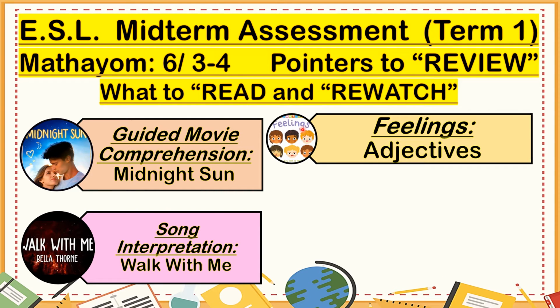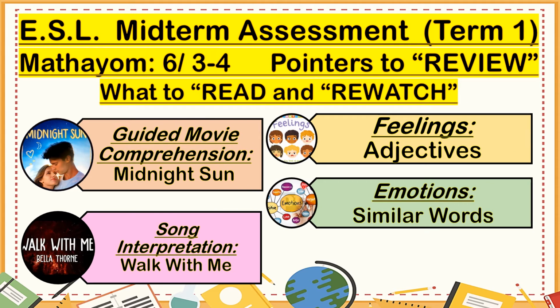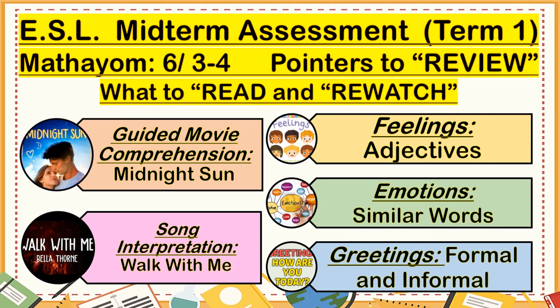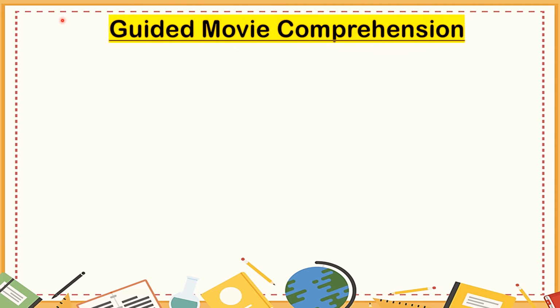Next, number 3, feelings, adjectives. Number 4, emotions, similar words. And number 5, greetings, formal and informal. Again, class, this is very important for you to read and rewatch if you want to pass the midterm assessment Term 1. Let us now start reviewing the 5 topics that are included in your midterm assessment before I explain to you the parts of the exam.